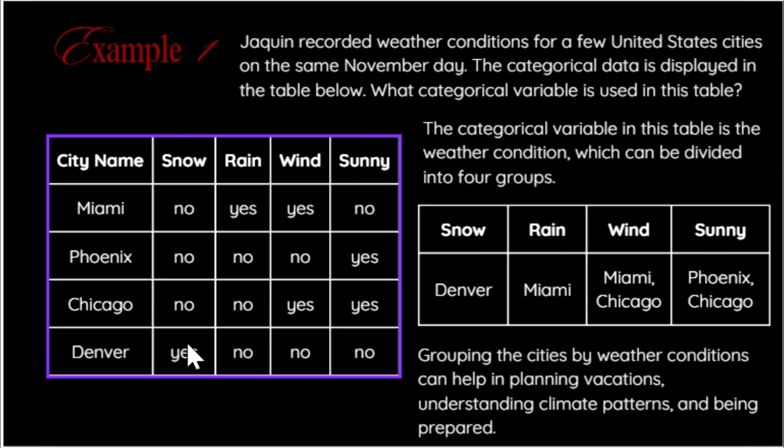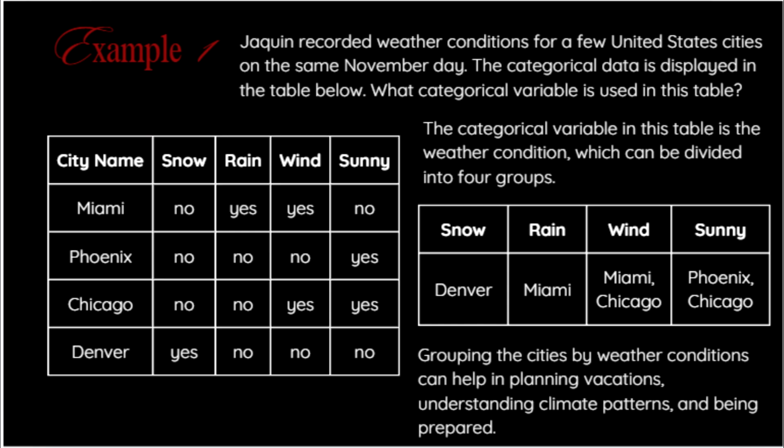The only place that had snow was Denver, so Denver is the only place under snow. For rain, you only had Miami. For wind, you had Miami and Chicago. For sunny, you had Phoenix and Chicago. Grouping the cities by weather conditions can help in planning vacations, understanding climate patterns, and being prepared. These are the same information written in 2 different tables. One's not necessarily more correct. They're just different.